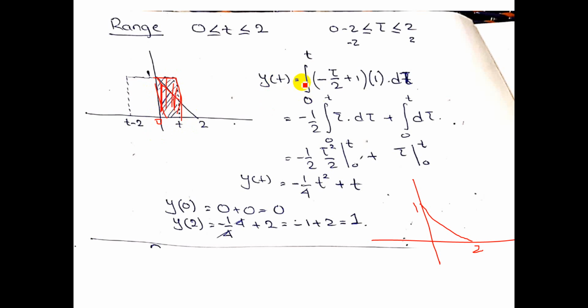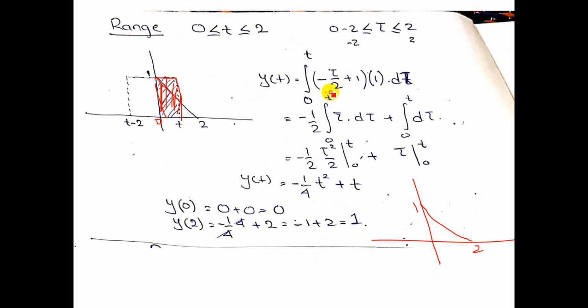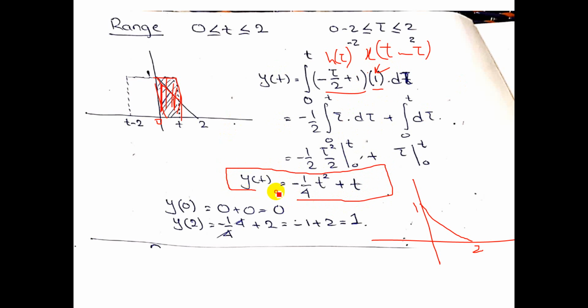So the formula was y of t equal to the integral of h of tau into x of t minus tau. So h of tau is this signal, minus tau by 2 plus 1, and x of t minus tau is 1. So just simply put the values here. This is 1 here. Just do the integration between 0 and t. You are going to end up with these points here. Integration is simple, straightforward integration here.